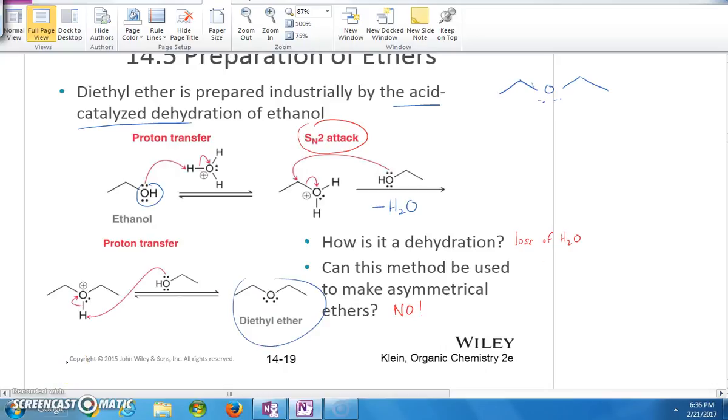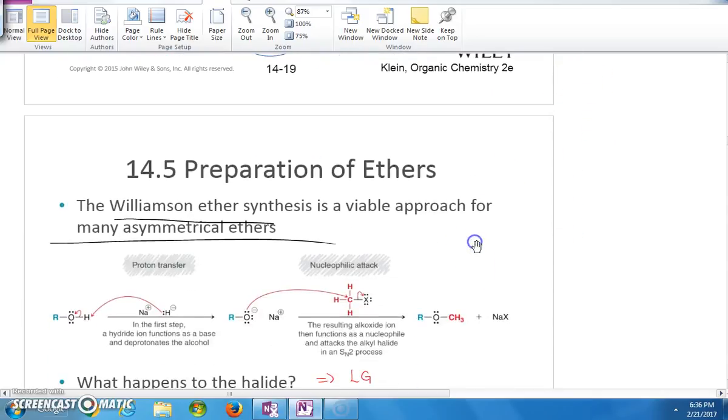It involves the loss of water, as we can see. Now, this method is only good for symmetric ethers. So this is good for symmetric ethers. Okay? For asymmetric ethers, it's not possible.